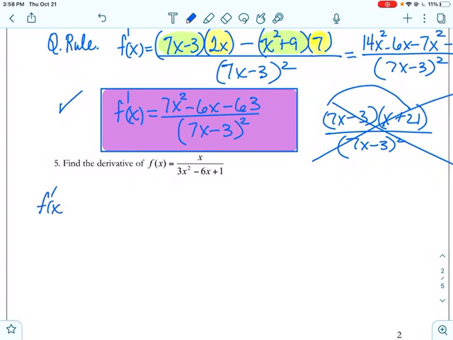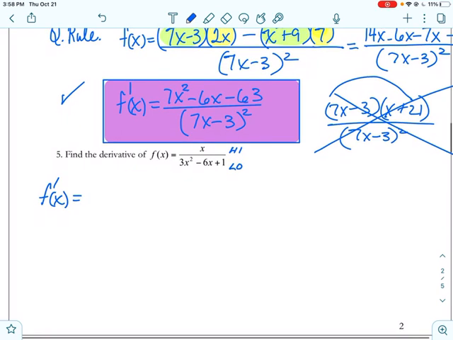So again, here we have a quotient rule. We have f prime of x, and here is our high, and then we have our low. So we're going to say low d high. We always start out with low. Low is 3x squared minus 6x plus 1.